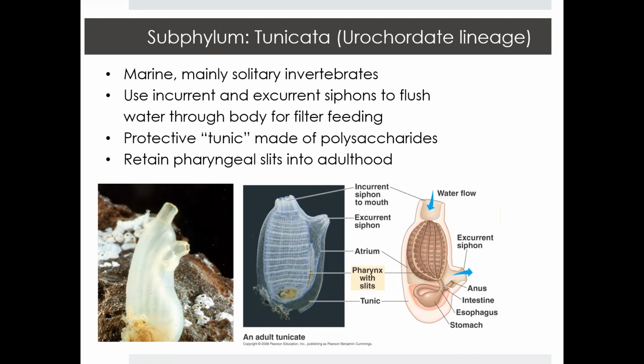Tunicata are also filter feeders, and they eat by pulling in food with these incurrent siphons. They're siphoning water into their bodies and filtering out food through their pharyngeal slits. Then they pass that out through an excurrent siphon. Again, they're flushing water through their body and filtering food out of that water in order to eat.